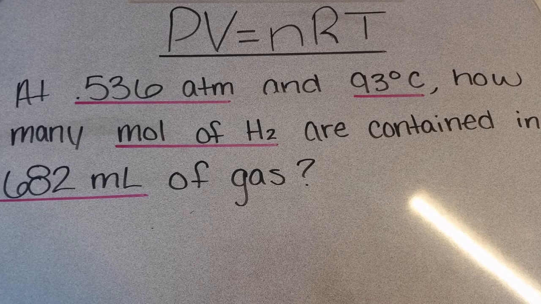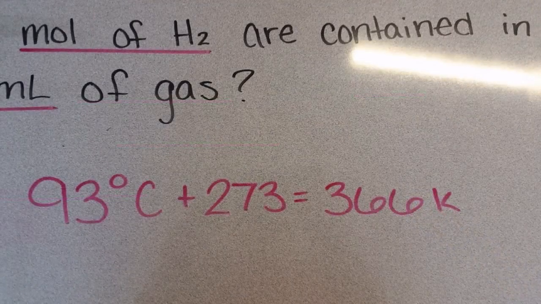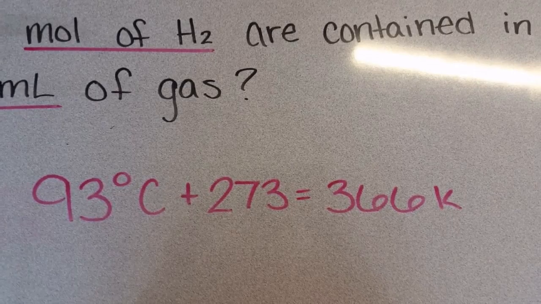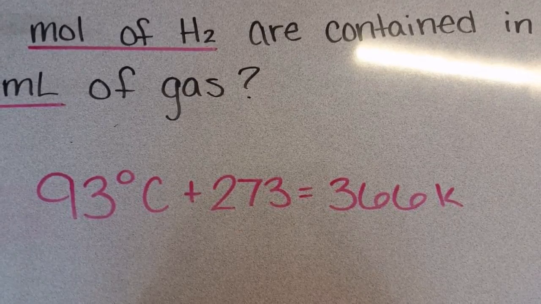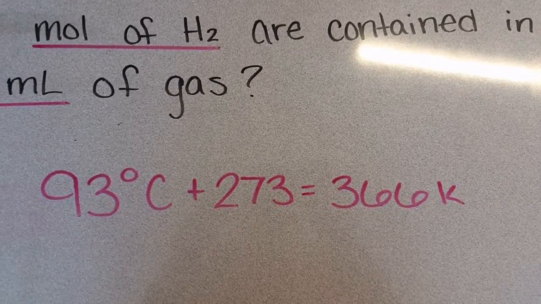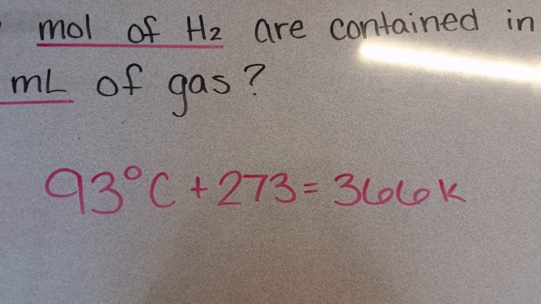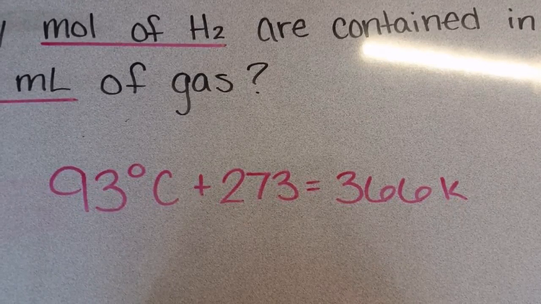Let's try out an example problem. At 0.536 atmosphere and 93 degrees Celsius, how many moles of H2 are contained in 682 milliliters of gas? So we were given all of our information in the problem, but there are some things we need to fix, such as temperature. It was given to us in Celsius, and we need to change it to Kelvin.